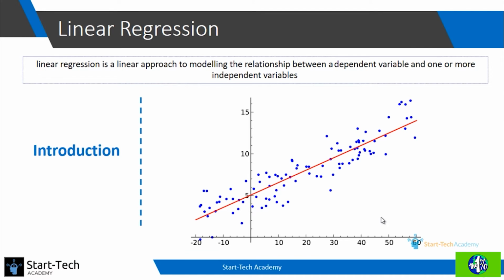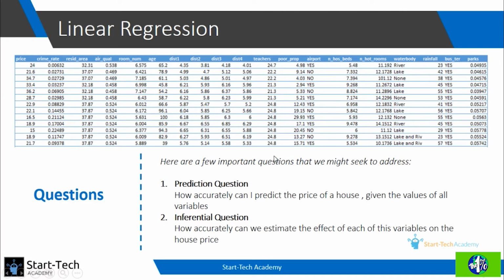In the coming videos, we will learn the key concepts behind linear regression model and then learn the least square approach, which is the most commonly used approach to fit a linear model. Let us go back to the house pricing data. The prediction question asked was, how accurately can I predict the price of a house given the values of all these variables? The inferential question that we were asking is, how accurately can we estimate the effect of each of these variables on the house price? So we are going to find the answers to these two questions using linear regression.